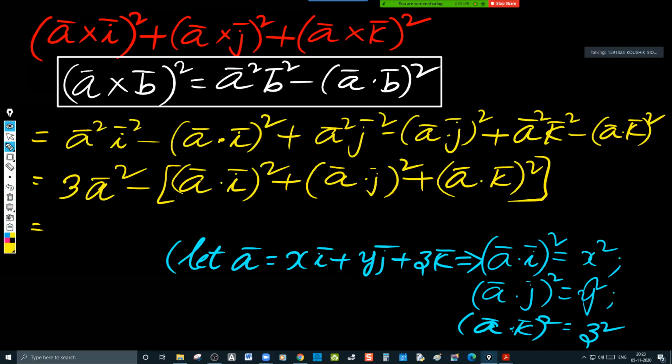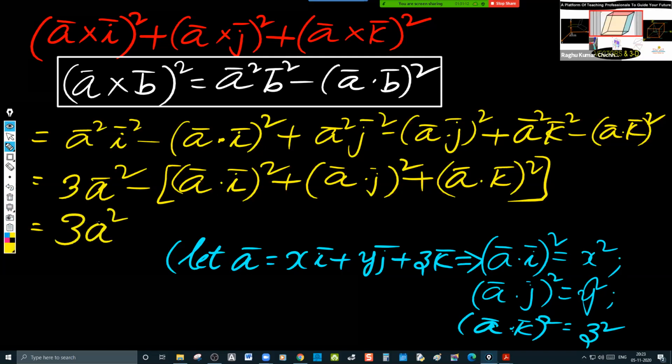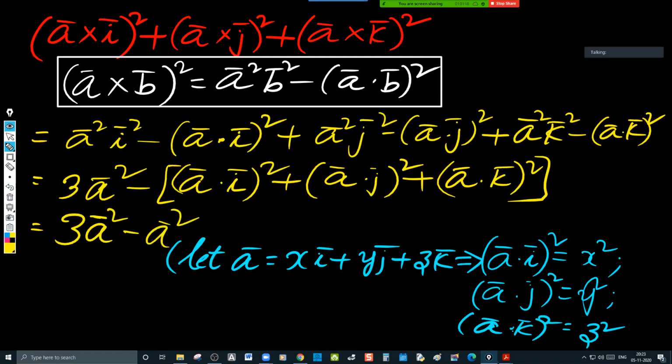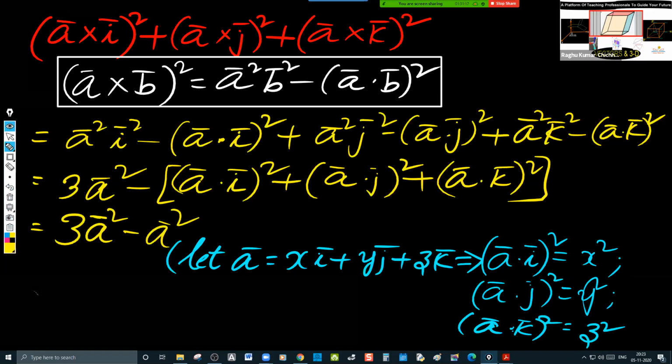So what should it be then? 3A bar square minus A bar square. Yes, sir. So your answer is 2A bar square. That's it. This model question is important, please.